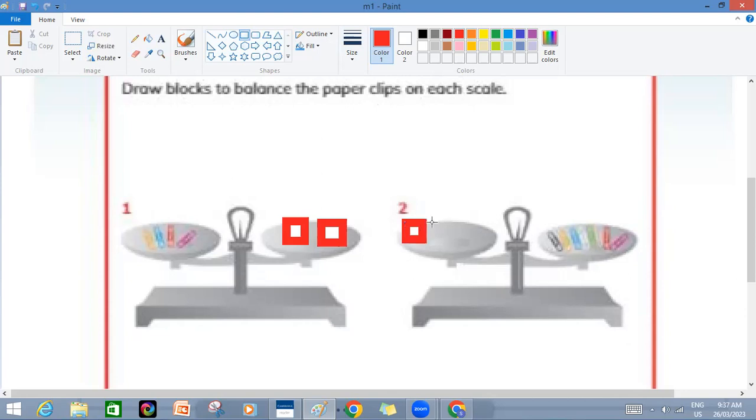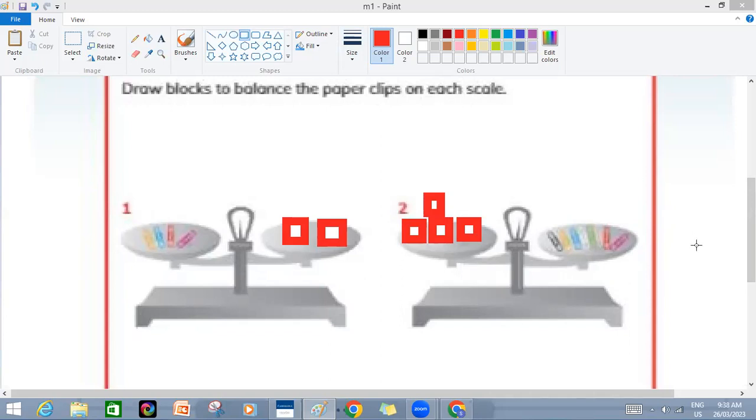So 1, 2, 3, and 4. This is the fourth block that will equal the size of the scale. So these 4 blocks will equal the size of the scale, because here are 8 paper clips. So half of 8 is 4. Understand, boys?